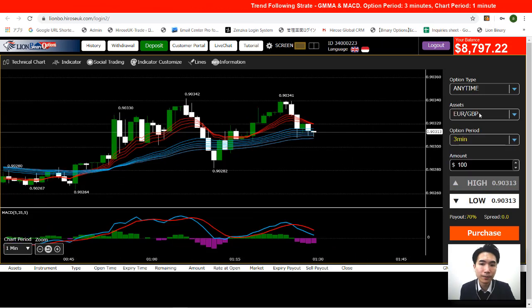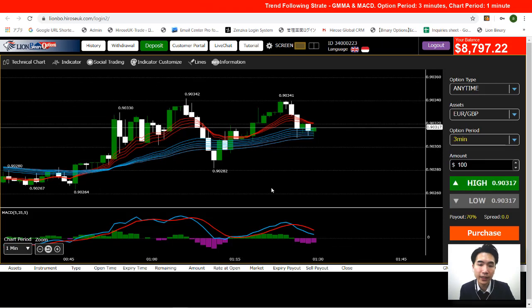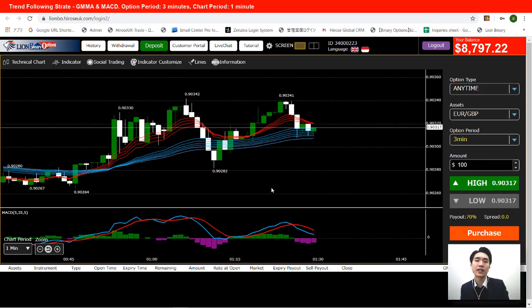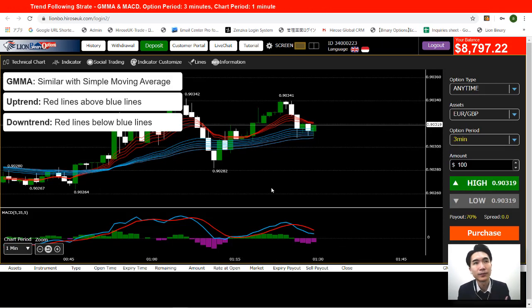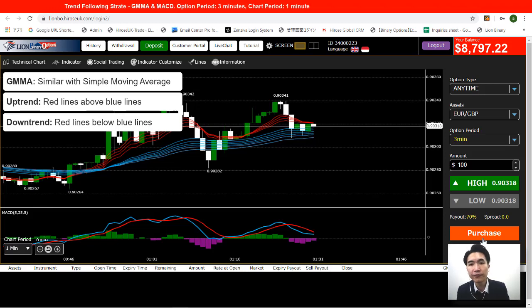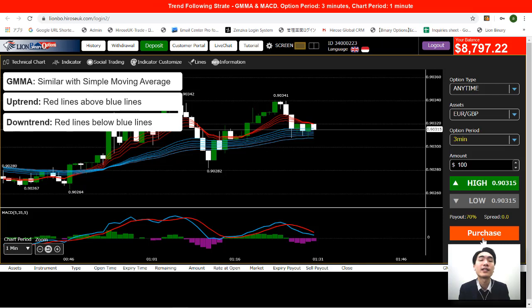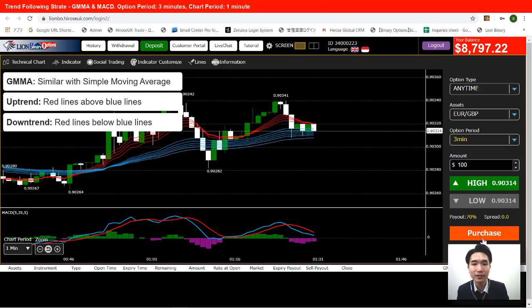Okay, now we are looking at this market here. The GMMA actually works the same as a simple moving average. If the red lines are above the blue lines, that means the price is in an uptrend, or otherwise if the red lines are below the blue lines, that means the price is in a downtrend. So that's pretty obvious when you use the GMMA.